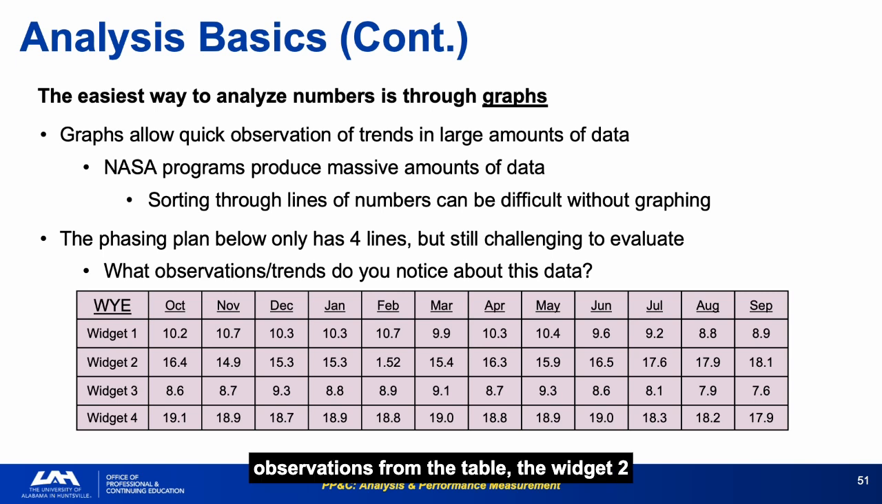Two important observations from the table: the Widget 2 anomaly and the fact that Widgets 1, 3, and 4 are all trending downward in the last quarter, while Widget 2 is trending up. Both are visible in the graph and hidden in the table. Graph your data before you analyze it. You will see things in the graph that you will miss in the numbers every single time.